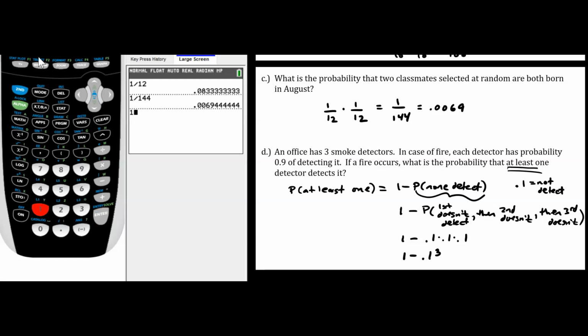And if you do 1 minus 0.1 cubed, this will make you feel a little bit better about these smoke detectors. You end up with a 0.999 or a 99.9% chance that at least one of the smoke detectors detects the fire.